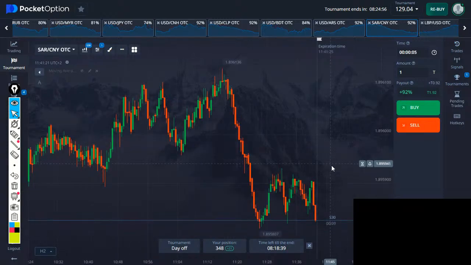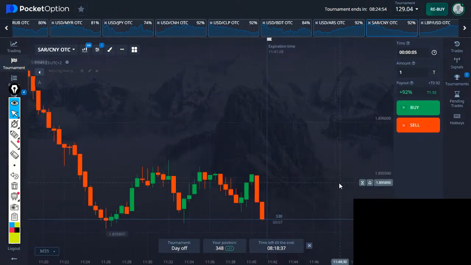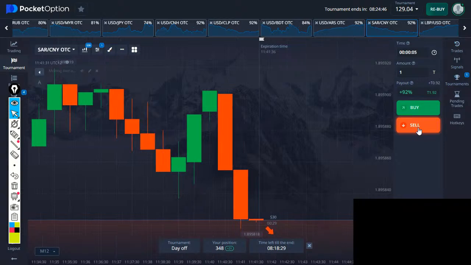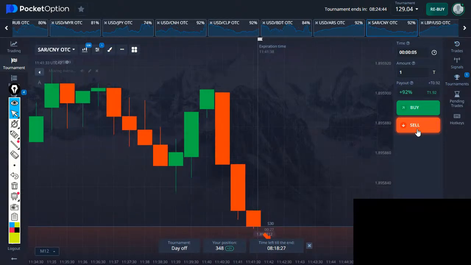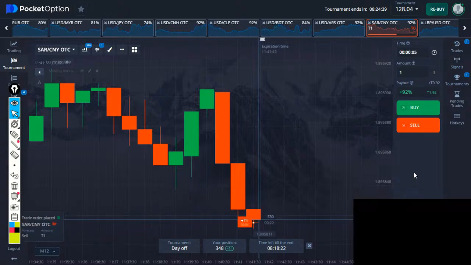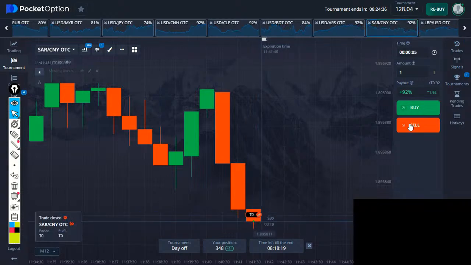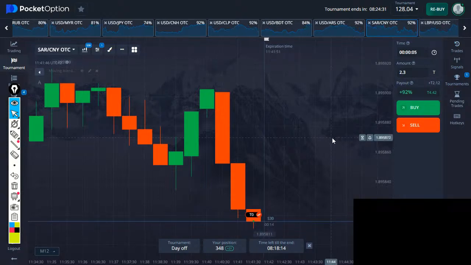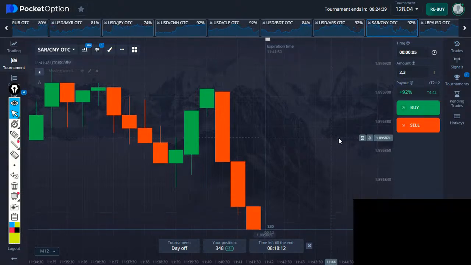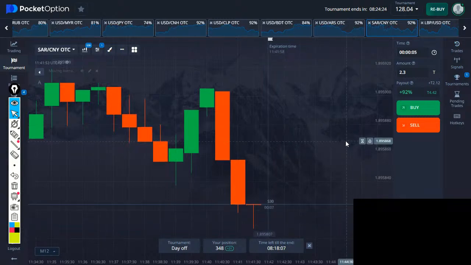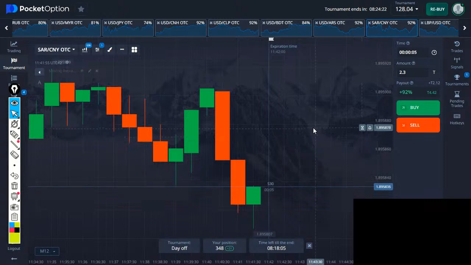It's in a general downtrend. Let's see the next candle. Okay, we have powerful red. 26, 25, we go for a sell. And last second loss, increase the amount to 2.3. Let's see. Come on. Let's see the next bar.